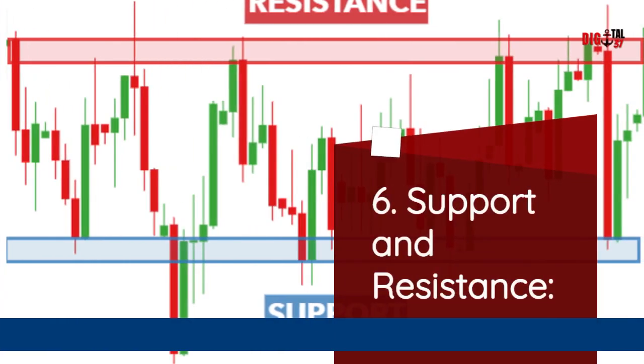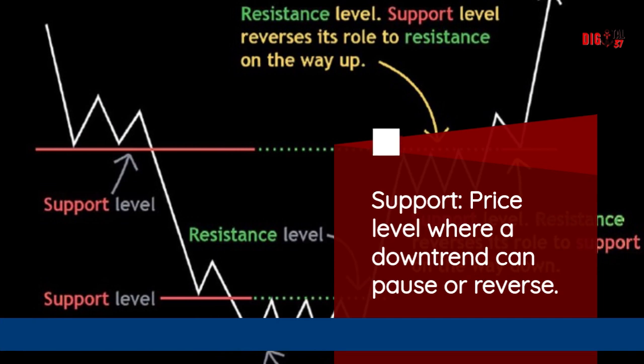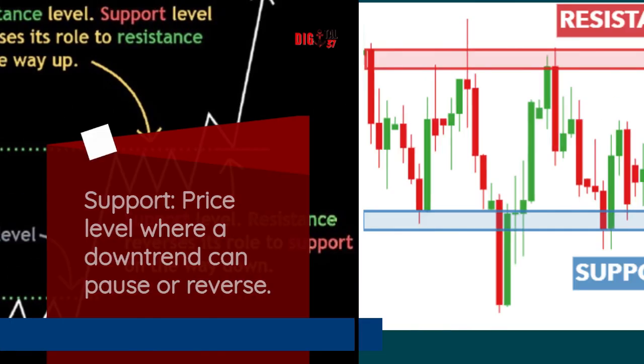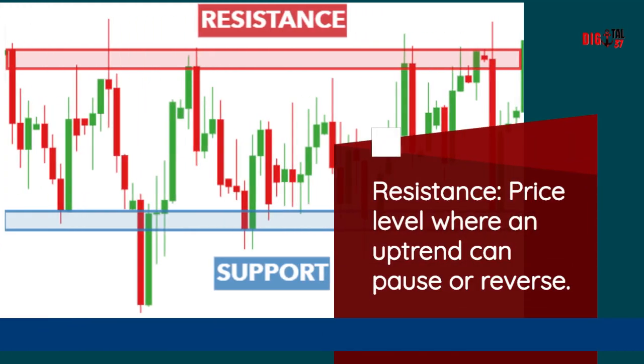6. Support and resistance. Support, price level where a downtrend can pause or reverse. Resistance, price level where an uptrend can pause or reverse.